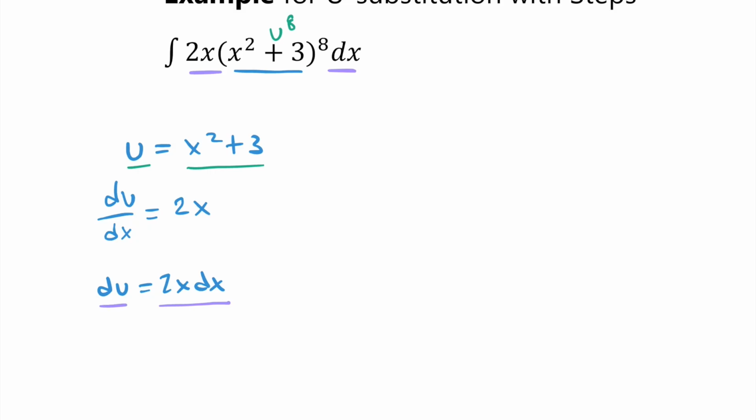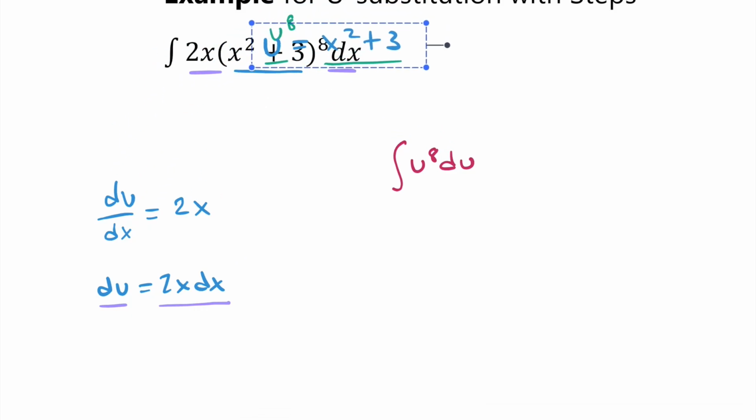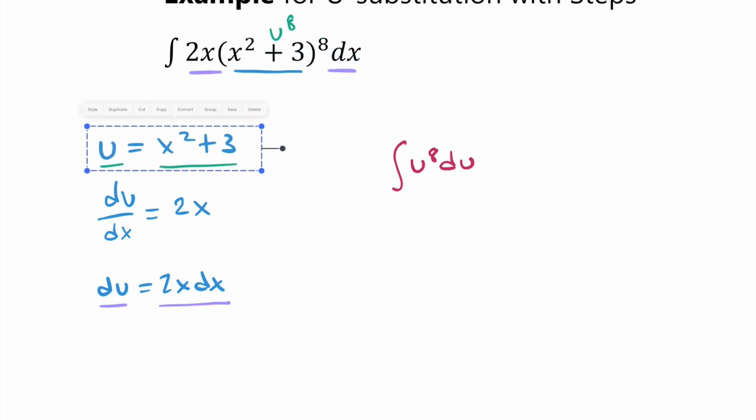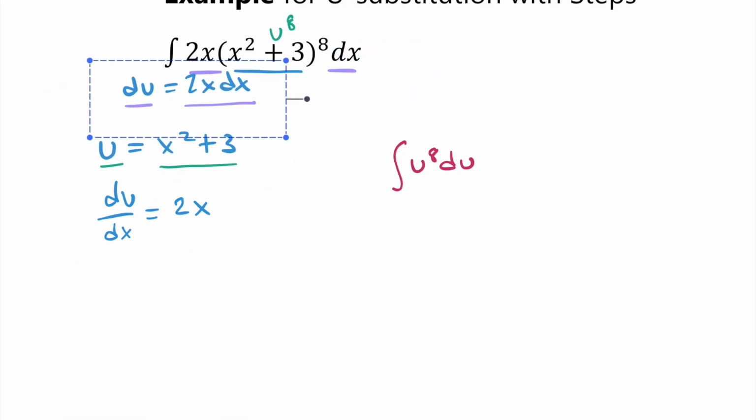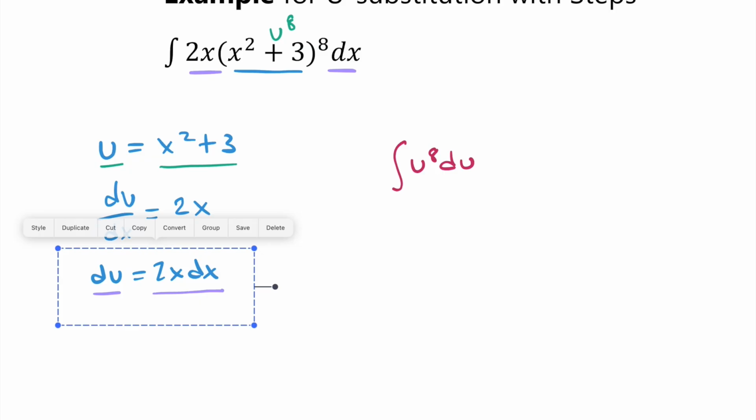This quickly becomes something more manageable. I have u to the 8th power du. Again, here we have u is x squared plus 3, so wherever I see that, that's going to get a u to the 8th power. Here's my 2x right there, multiplication dx. Using substitution, 2x dx becomes du.